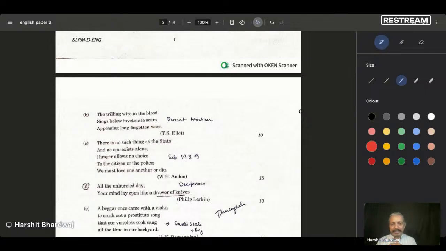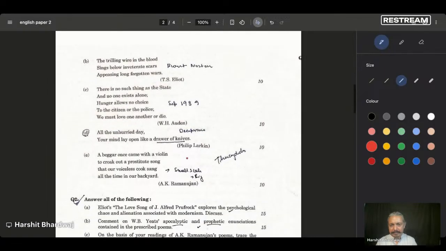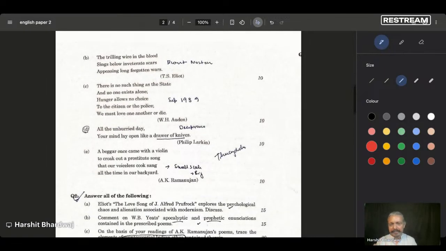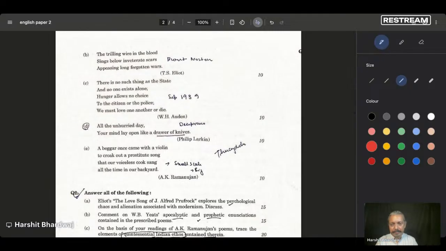So let's take a poem, let's say, I like Philip Larkin, my favorite poet. This is from Deceptions: "All the unhurried day, your mind lay open like a drawer of knives." So you place these lines within the thematic context of the entire poem. If you read Deceptions, quickly circle back to the thematic context of that entire poem. And the speaker is talking about the state of mind, the psyche of the victim. Your mind lay open like a drawer of knives.